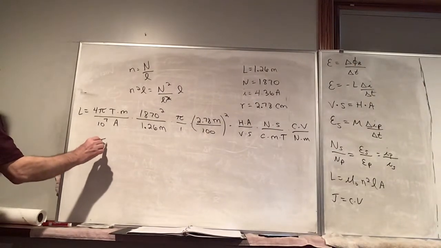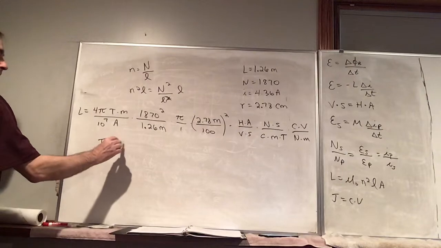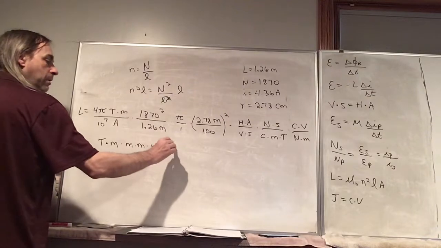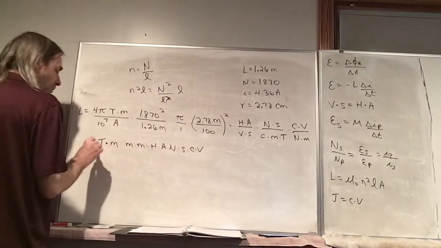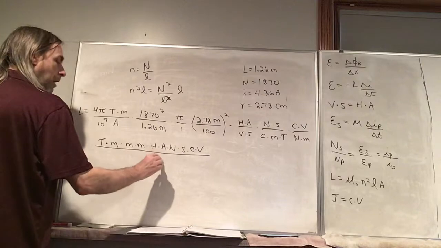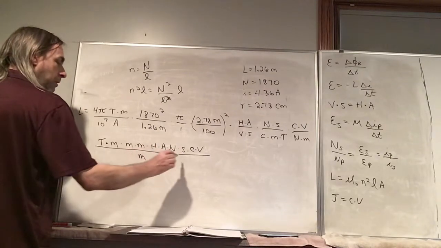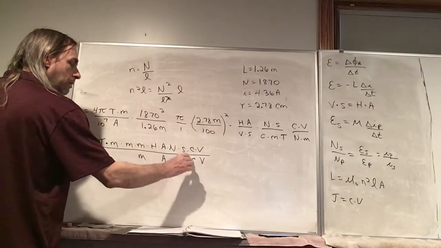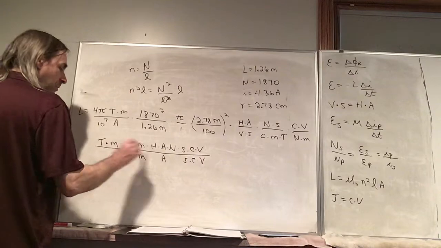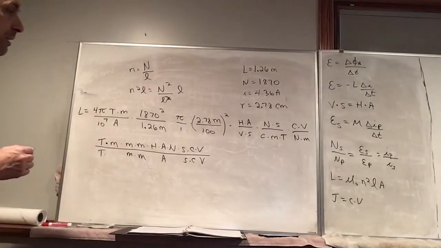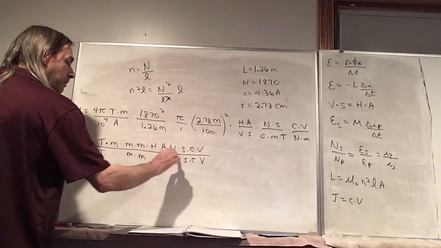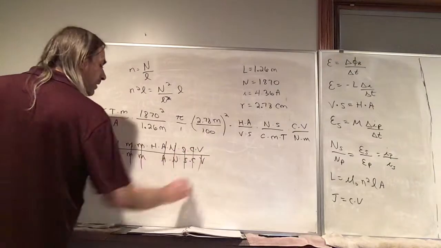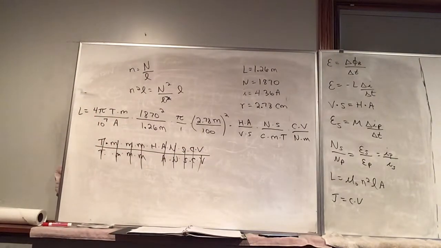We have Tesla times meters squared, Henry, amp, Newton, second, coulombs, and volts. At the bottom we have amps, meters, volts, seconds, coulomb, meters and Teslas, and then newtons and meters. So we actually do get henries out of this.